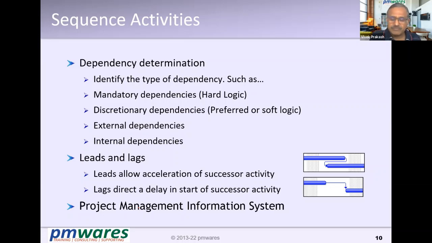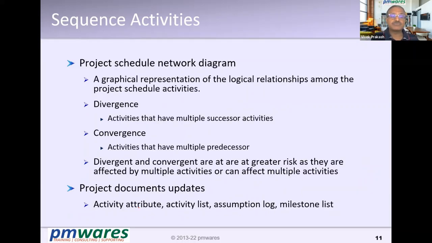When we optimize the schedule, we will come to this later. These discretionary dependencies are the dependencies on which we actually relook and try to adjust things, because it is as per our decision, not mandatory. So we can reshuffle things, make a little adjustment here and there, and optimize the schedule. We'll come to this later. You can see the lead and lag. So lead, you advance the successor; lag, you delay the successor. There are various practical situations in which you have to do it.